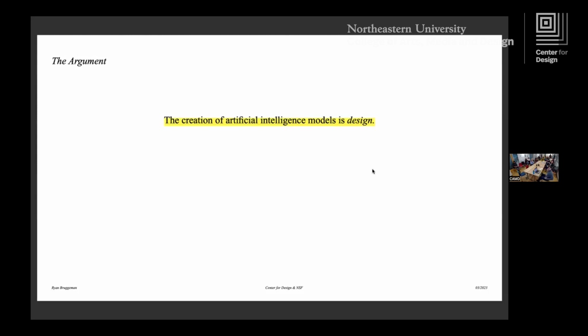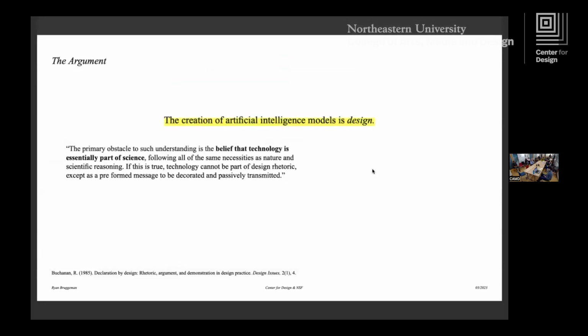So my argument is that the creation of artificial intelligence models is design. And as Richard Buchanan wrote in his Design as Rhetoric, the primary obstacle to such understanding is the belief that technology is essentially a part of science, following all the same necessities of nature and scientific reasoning. This is true, technology cannot be a part of this rhetoric, except as a preformed message to be decorated, to be transmitted.